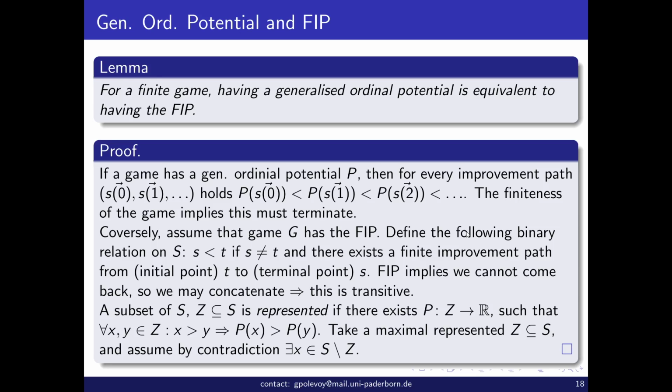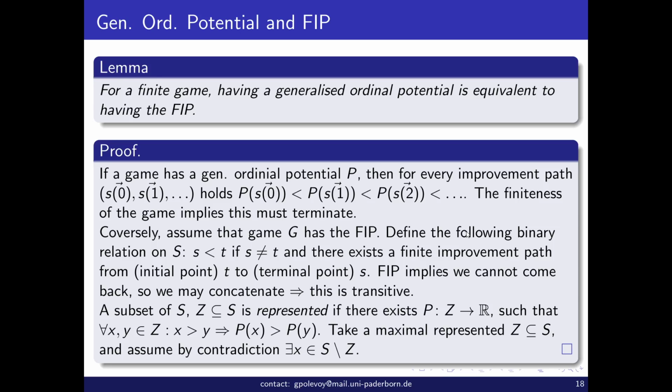So the proof is as follows. If the game has a generalized ordinal potential P, consider any improvement path s0, s1, and so on. Here s is a vector in the sense that it's a strategy profile, which has several strategies. Now, since it's an improvement path, the deviating player strictly improves her utility. And therefore, the definition of a generalized ordinal potential means that the potential strictly increases.